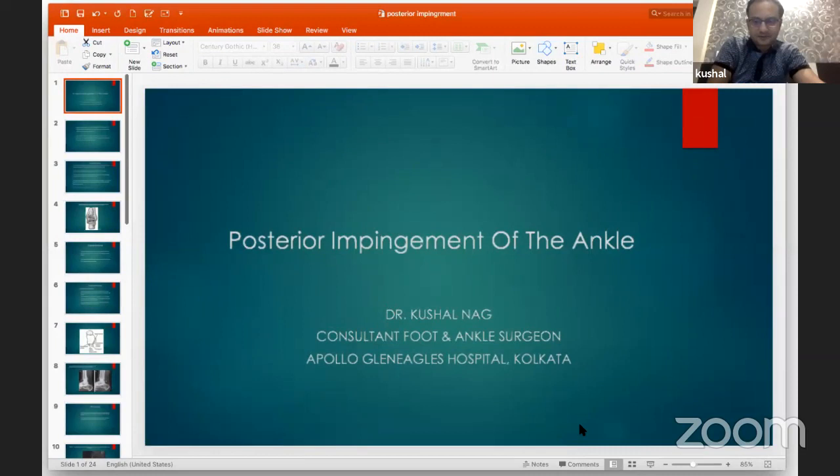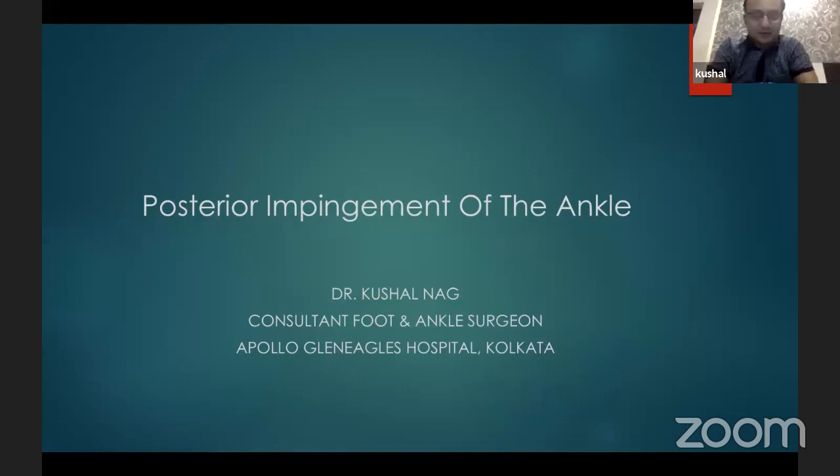Okay, so I'm going to talk about posterior impingement. Before we go into the details of the talk, I made a very basic talk because I'm aware that in India very few of us actually do ankle arthroscopy on a daily basis. So I'd like to keep it simple so that our viewers can have a basic idea of how to go in and what to look for in a posterior impingement. Starting with the first slide, what is posterior impingement?